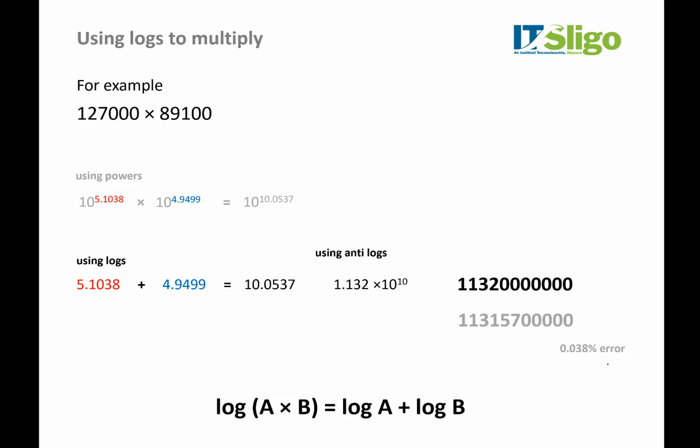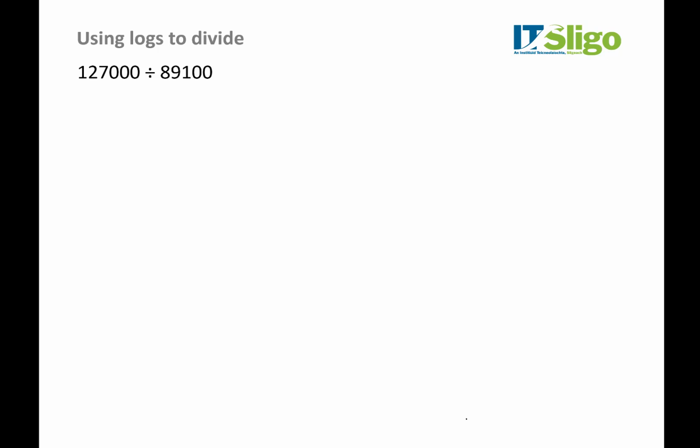This is what gives us rise to the first rule. When we're multiplying two values, we can simply add their log values. Now we look at division. So with division, same two numbers, really, not digits, but now they're being divided.